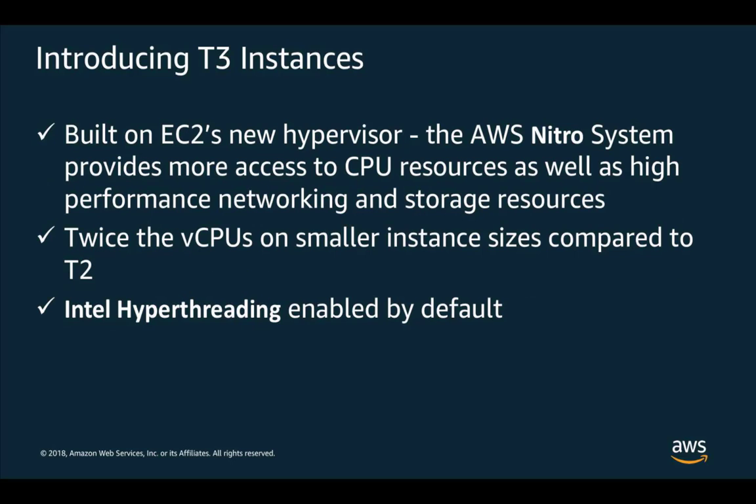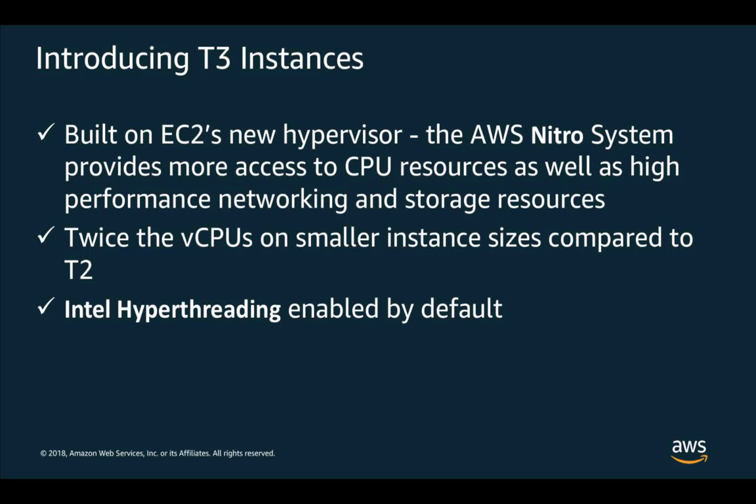Looking deeper at the technology powering T3, T3 is built on the new EC2 lightweight hypervisor called the AWS Nitro system, which is a collection of AWS-built hardware offload and hardware protection components that come together to securely provide high-performance networking and storage resources to EC2 instances. You also get a minimum of 2 vCPUs on smaller instance sizes compared to T2.